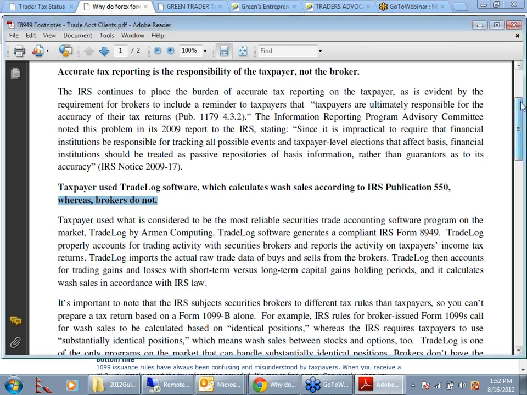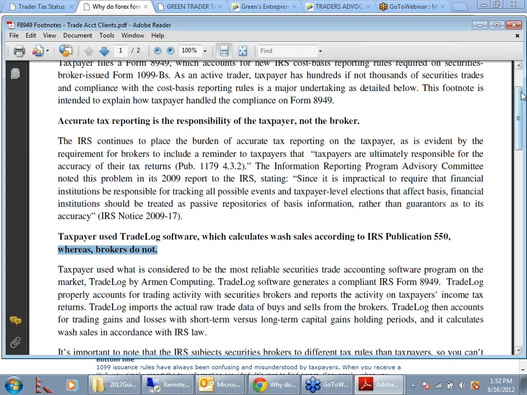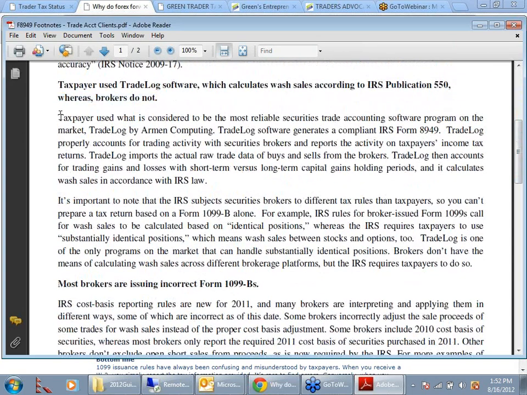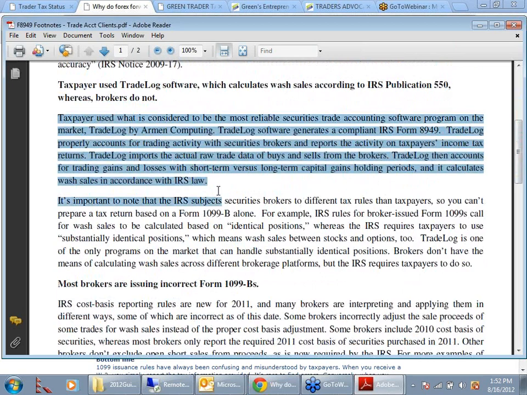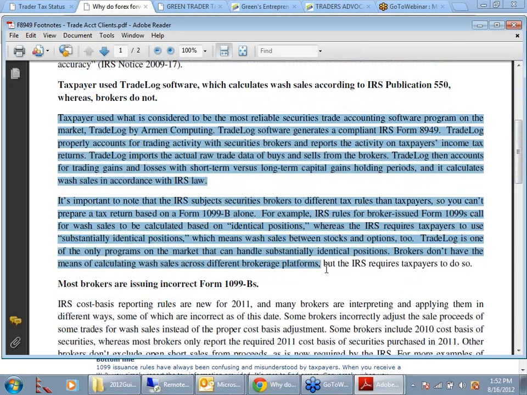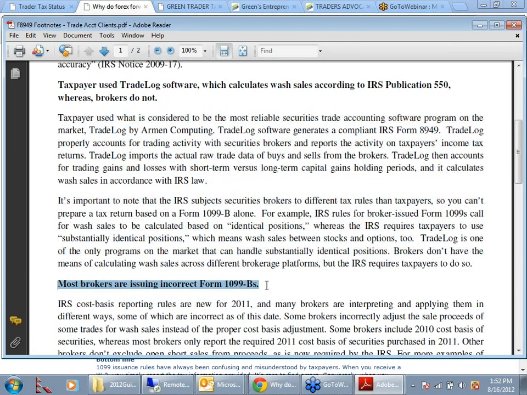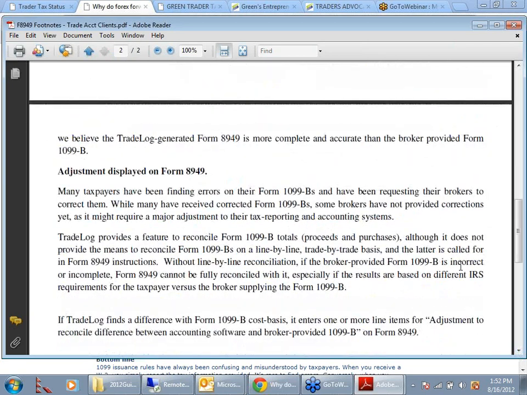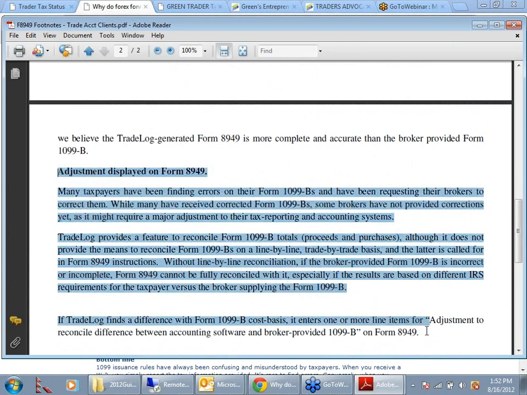We just said above, brokers are not responsible. The taxpayer is. TradeLog's doing it right. And we explained how it's the most reliable and what it does and how it does everything right. And then we explained how all the brokers are issuing the incorrect 1099-Bs. So, at the end of the day, you can see this adjustment summary. This is the best you can do. We're pushing TradeLog and some other providers too to do the line by line.